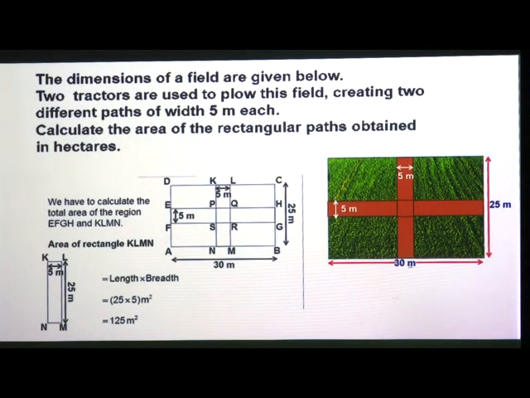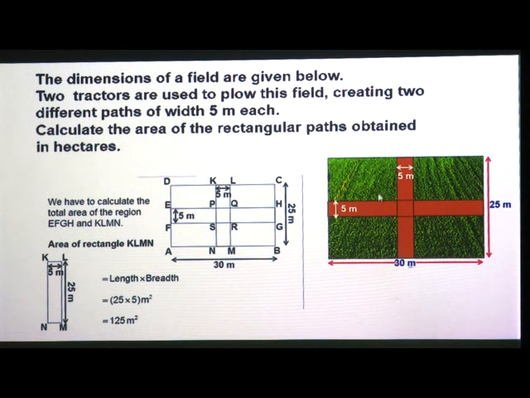Now, one more example here. The dimensions of a field are given below. You can see the figure, it is very clear why it is green, it is a field. So, it is shown with a green color and the paths are also shown here. Two tractors are used to plow this field, creating two different paths of width 5 meter each.